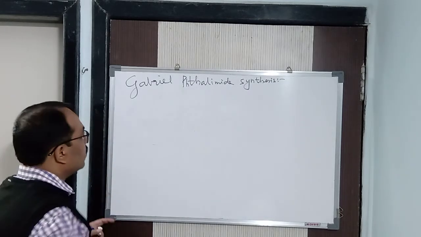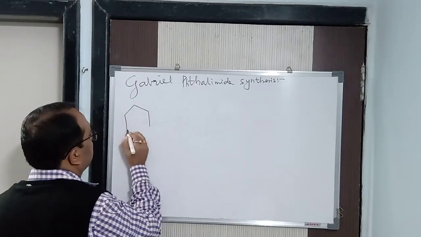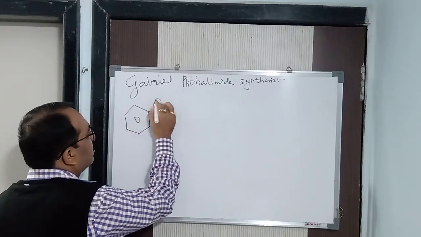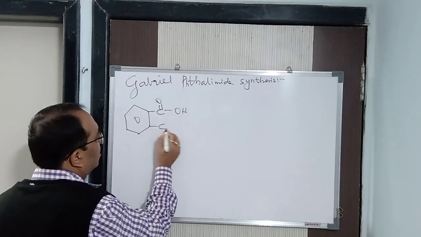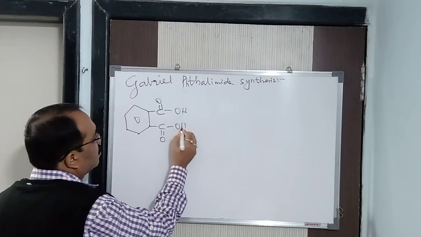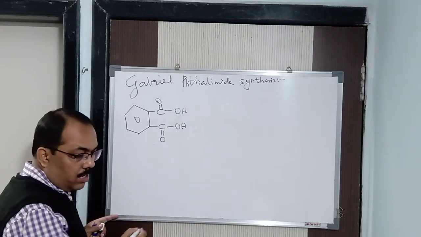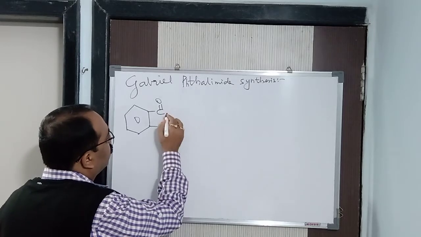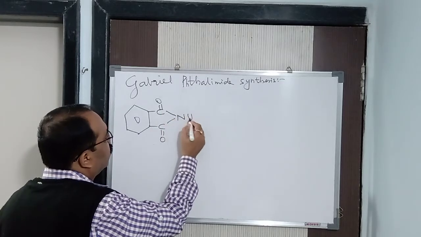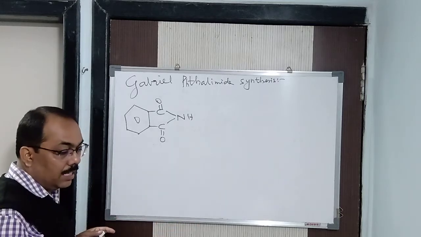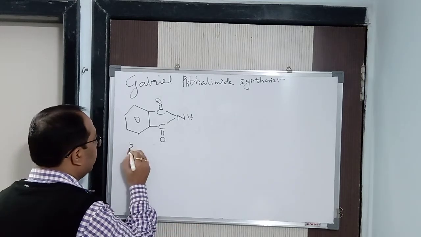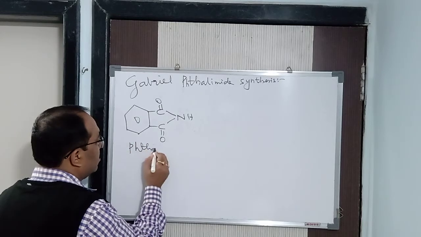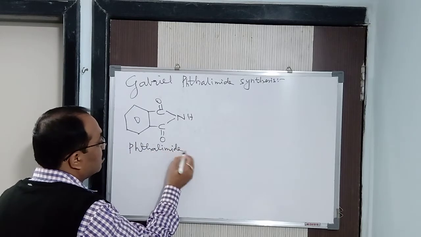Now what is phthalimide? First of all, phthalimide is this, an imide. From the phthalic acid we get it. So what is phthalic acid? COOH, you know that, isn't it? This is your phthalic acid. Clear? Acha, what will I do? I will remove these two OH groups, and instead of that I will put NH. It becomes what? Phthalimide. This is called phthalimide.